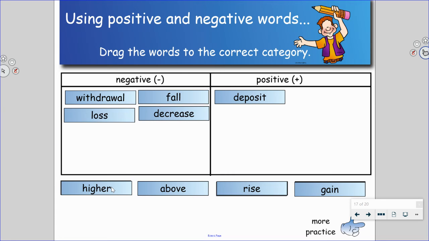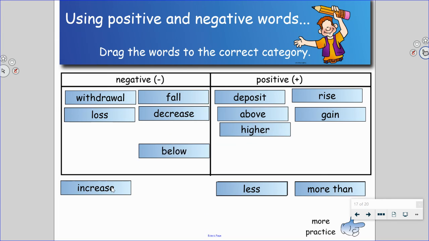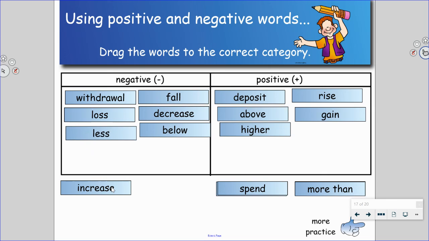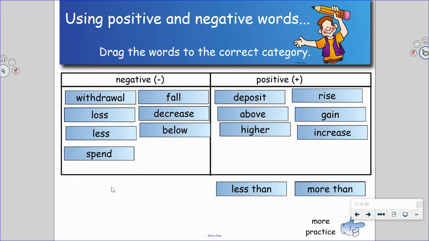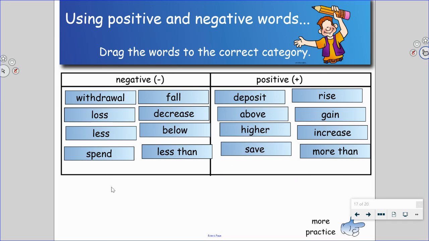So loss, negative; above, positive; rise, going up; gain, also increasing. Pause again, come on back when you're ready. Higher, going up; below, going down; less is less; and spend also means to lose or decrease. Pause now, come on back. Increase, going up; more than, going up; less than, going down. Sorry about save being right here. If you're saving money, that also means an increase or positive direction.